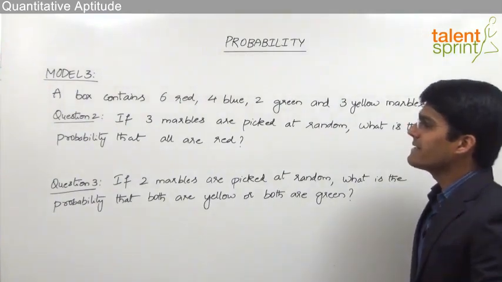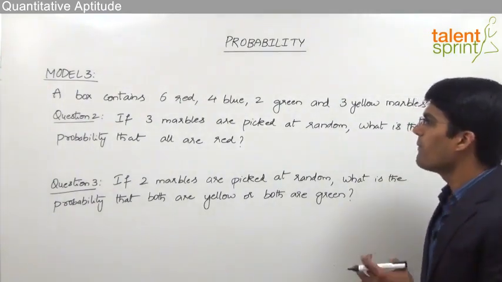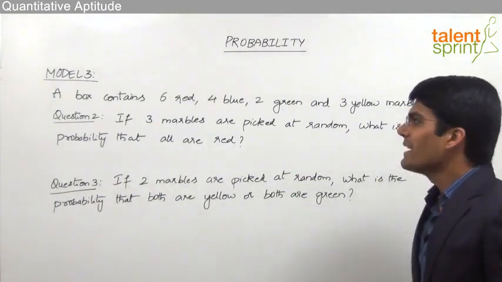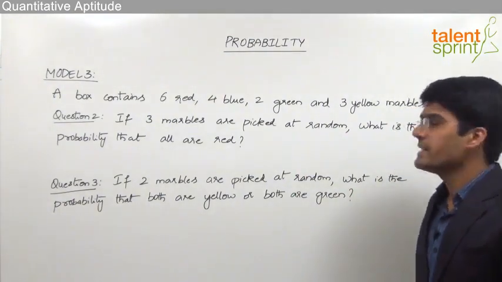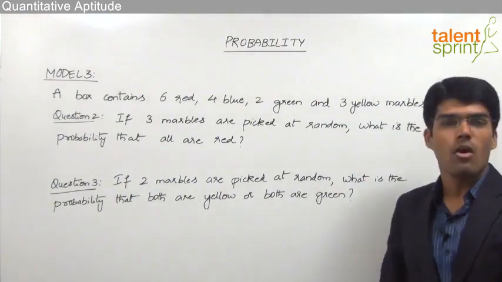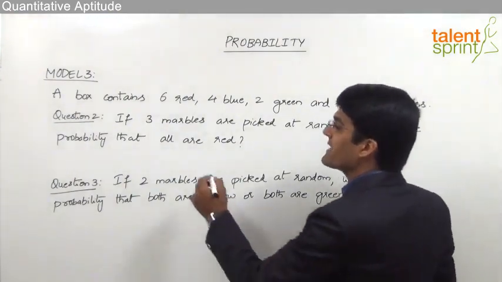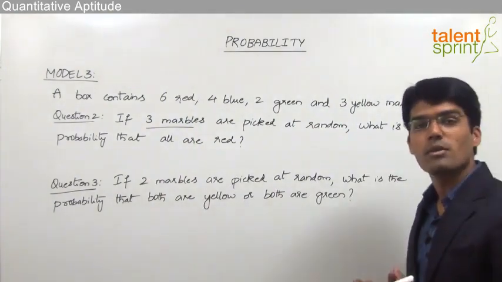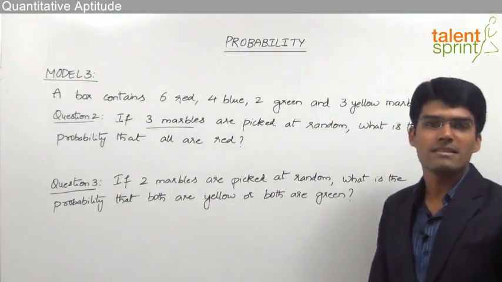Now again the data here says a box contains 6 red, 4 blue, 2 green and 3 yellow marbles. The second question says, if 3 marbles are picked at random, what is the probability that all are red? So here we are selecting 3 marbles out of the given number of marbles and we need to find out the probability that all these 3 marbles are red.